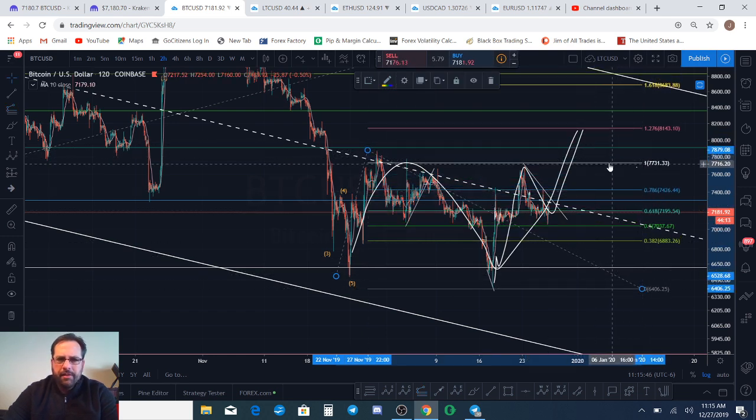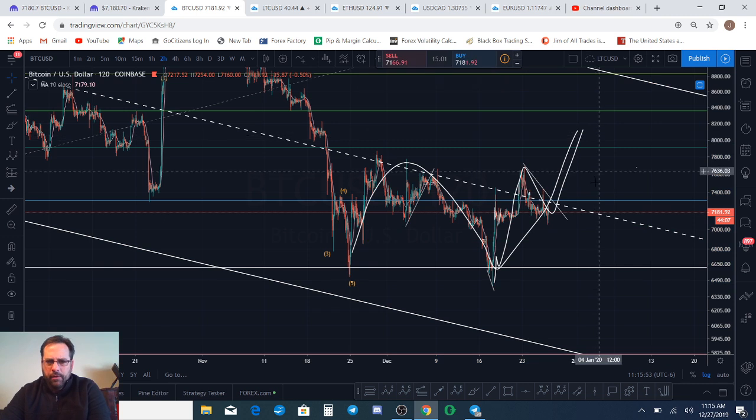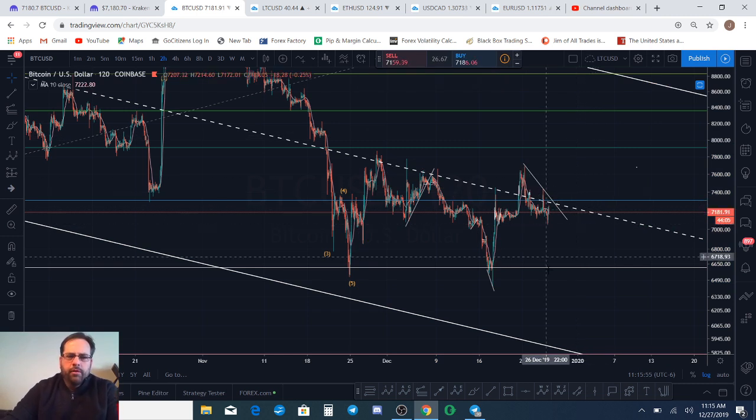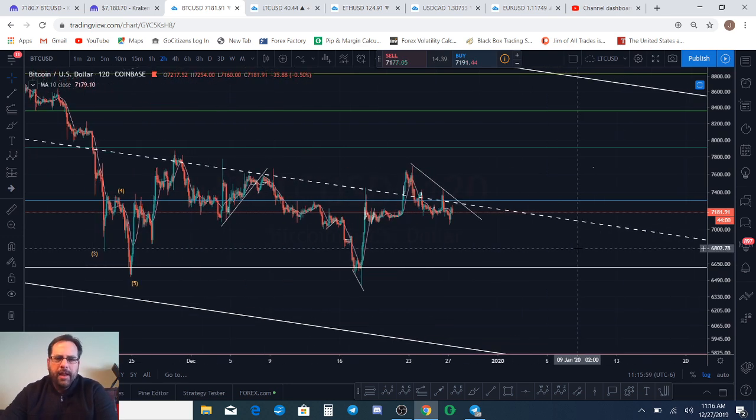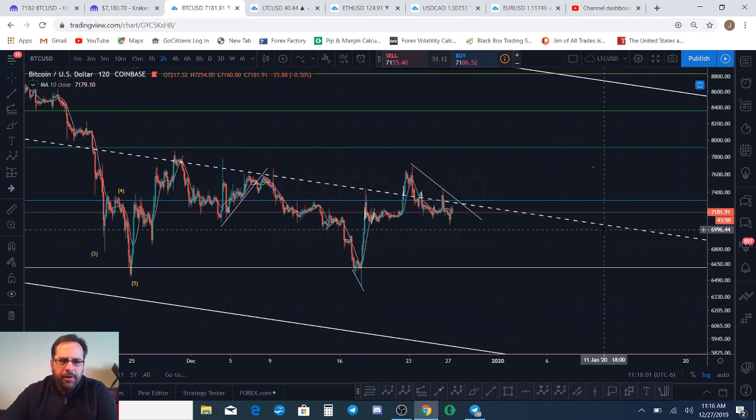Okay. 77.31, which we've already hit, kind of. The next target's 81.43. So that's what I would be looking for. $8,200 region, getting up there if we head up there. Now my inclination is that we head down from here, but again, you never know. Yeah, I do believe we head down from here.